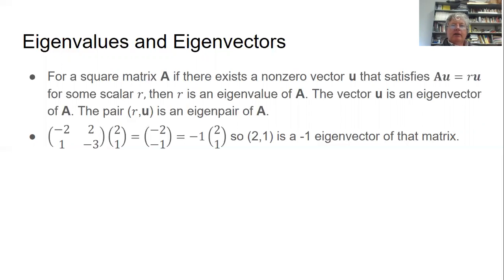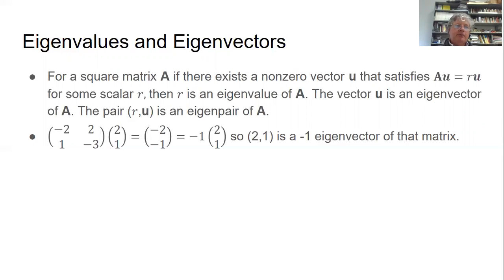So, for a square matrix A, if you have a non-zero vector u that satisfies Au equals ru, where r is some scalar, we say r is an eigenvalue of A, and the vector u is the eigenvector of A, and the pair (r, u) is an eigenpair of A. Those of you who've done linear algebra know that typically you use lambda instead of r, but I'm deliberately using r because we've been using r before for characteristic polynomials. Remember, we get e to the rt. This turns out to be exactly the same as that r there.